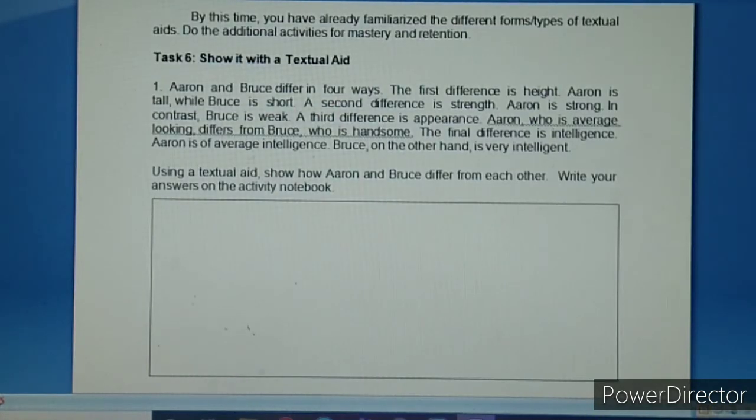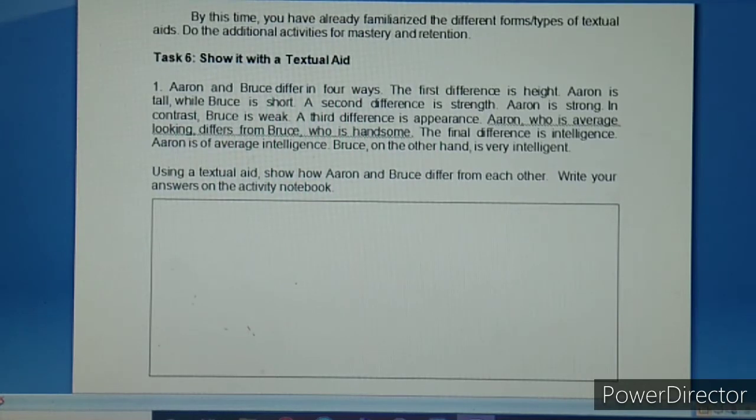Okay, by this time, you have already familiarized the different forms or types of textual aids. So do the additional activities for mastery and retention. So this is task 6, which is entitled Show It with a Textual Aid. So here is the situation.